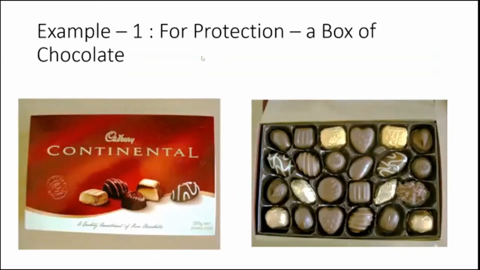Any question? Now this is an example for protection. It's like a box of chocolate. This is the box of chocolate, and when you open it, it has several layers of packaging. It holds the product intact. So it's okay to have this kind of protection in the product, for the packaging for the product.